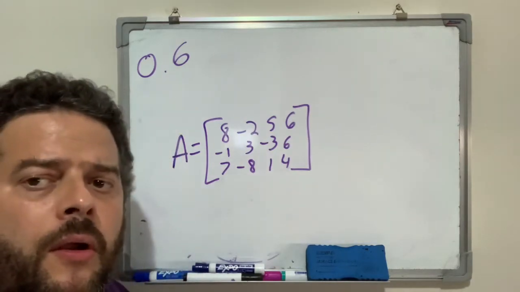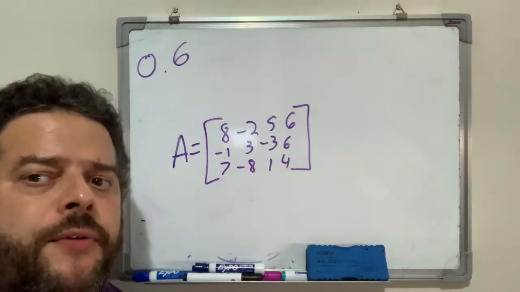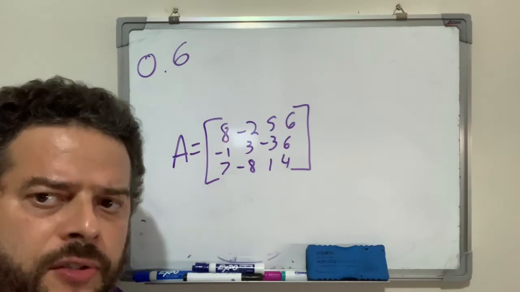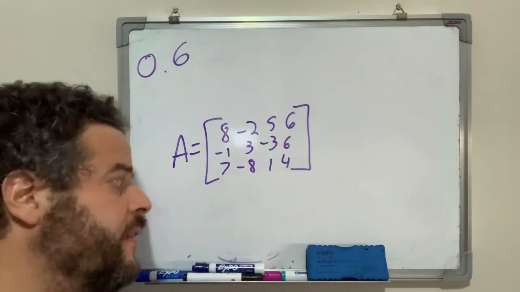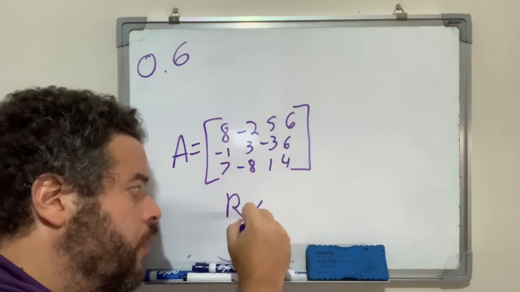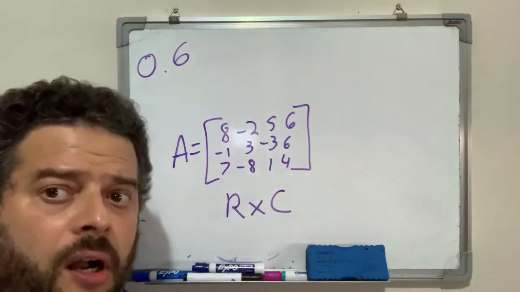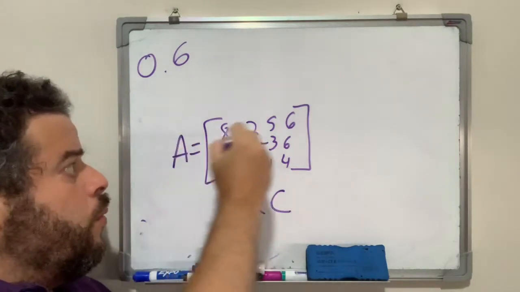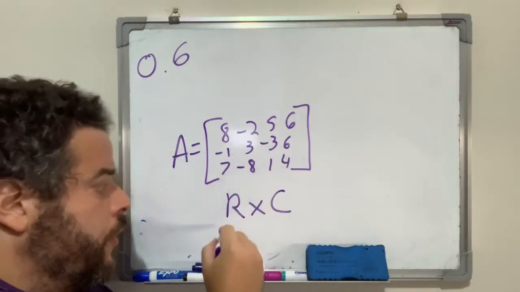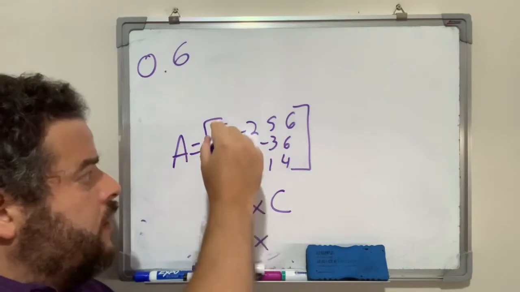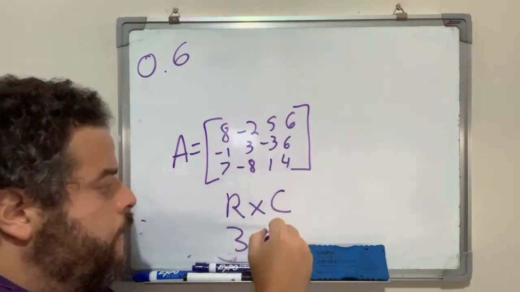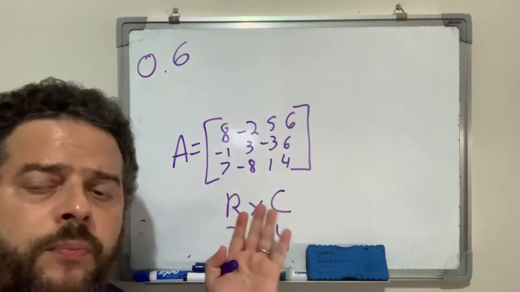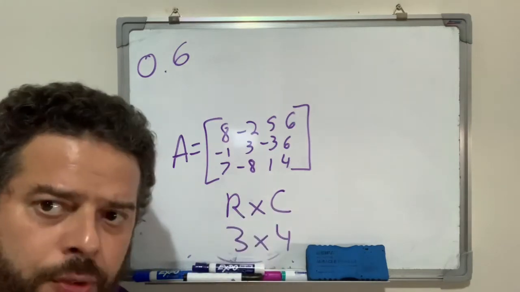Now, usually when we try to describe matrices, we use its dimensions. Pretty much it's rows and columns. The rows will always go first and the columns will always go second. For example, this matrix has 1, 2, 3 rows and 1, 2, 3, 4 columns. This would be a 3 by 4 matrix.